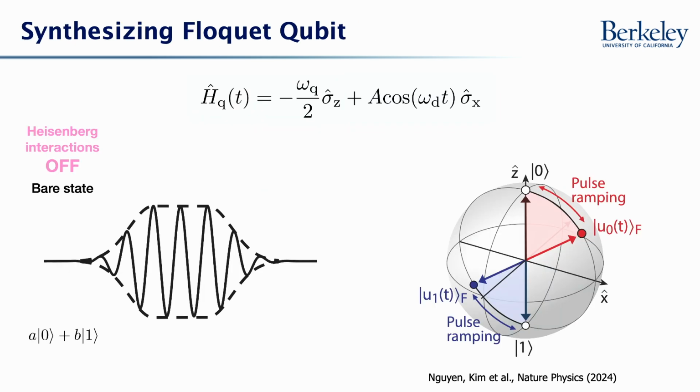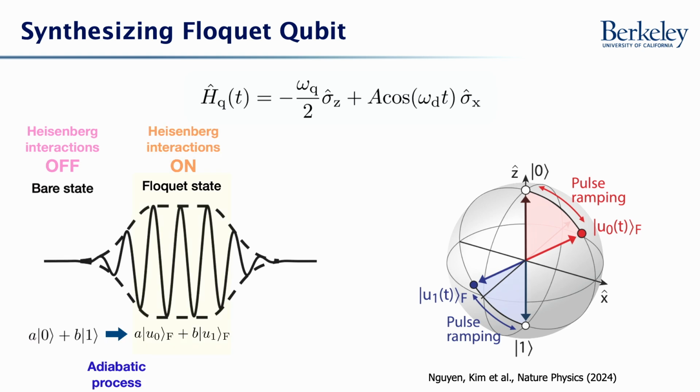So how do we actually synthesize these Floquet qubits? We start in our bare state, maybe some mixture of states. We adiabatically map ourselves to a place where we can turn on Heisenberg interactions, where we can bring these Floquet quasi-energies into resonance.